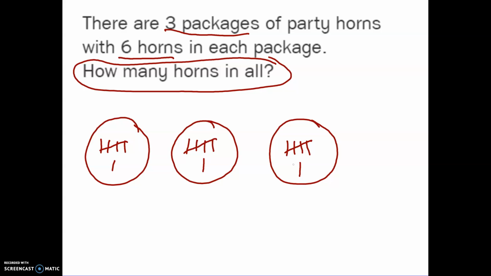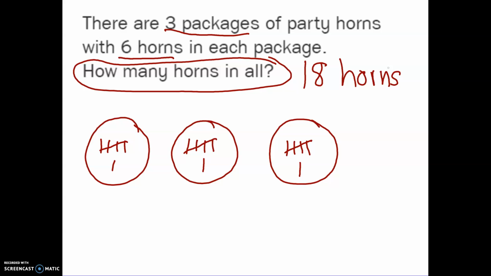I'm not finished yet because I need to answer the question, how many horns in all? Remember, I have groups of 5. I can just count by 5. I don't need to count each one of those tallies separately. So 5, 10, 15, 16, 17, 18. How many horns in all? 18. But I need to tell what? 18 horns. I need to have that unit.